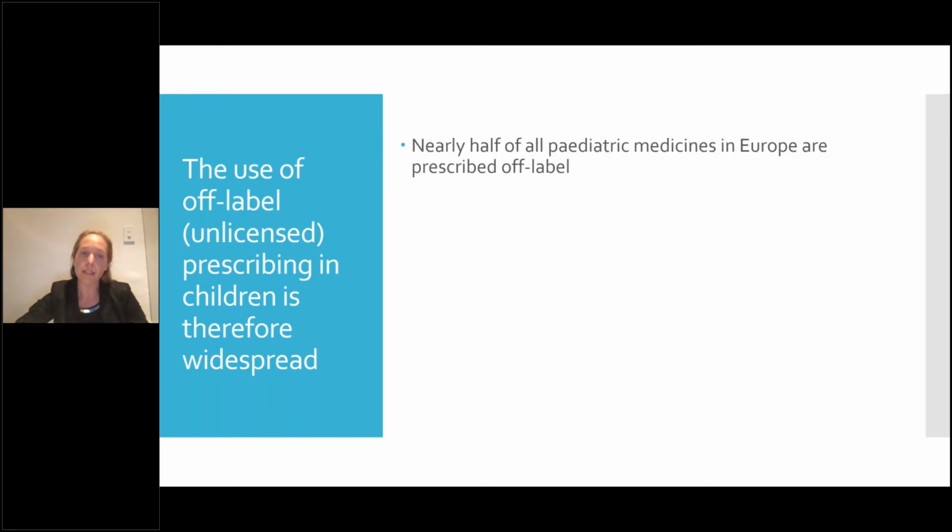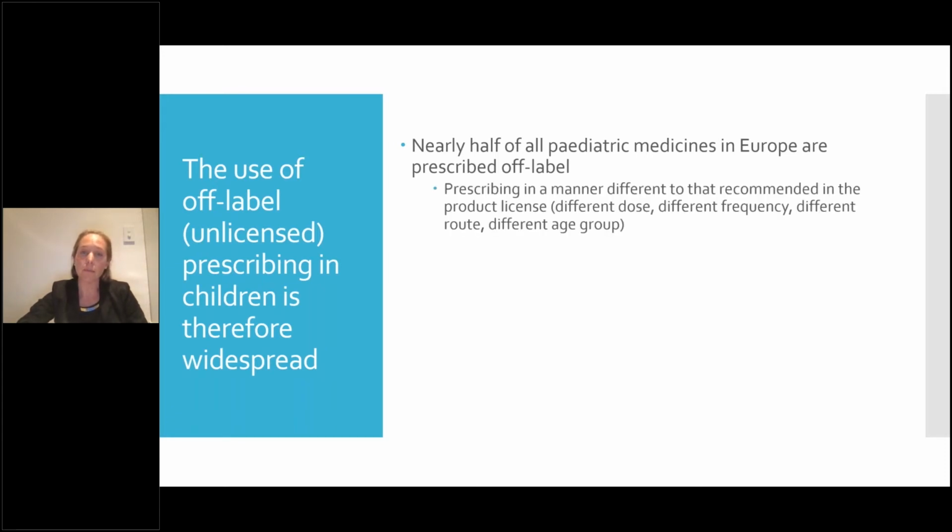And so in the context of clinical trial design being so challenging and getting through the regulatory framework being such a hurdle in children, we're really seeing very high rates of off-label prescribing in children. So we know that nearly half of all paediatric medicines in Europe are currently prescribed off-label. And that means that they're prescribed in a manner that's different to what's suggested in the product license or is authorized in the product license.